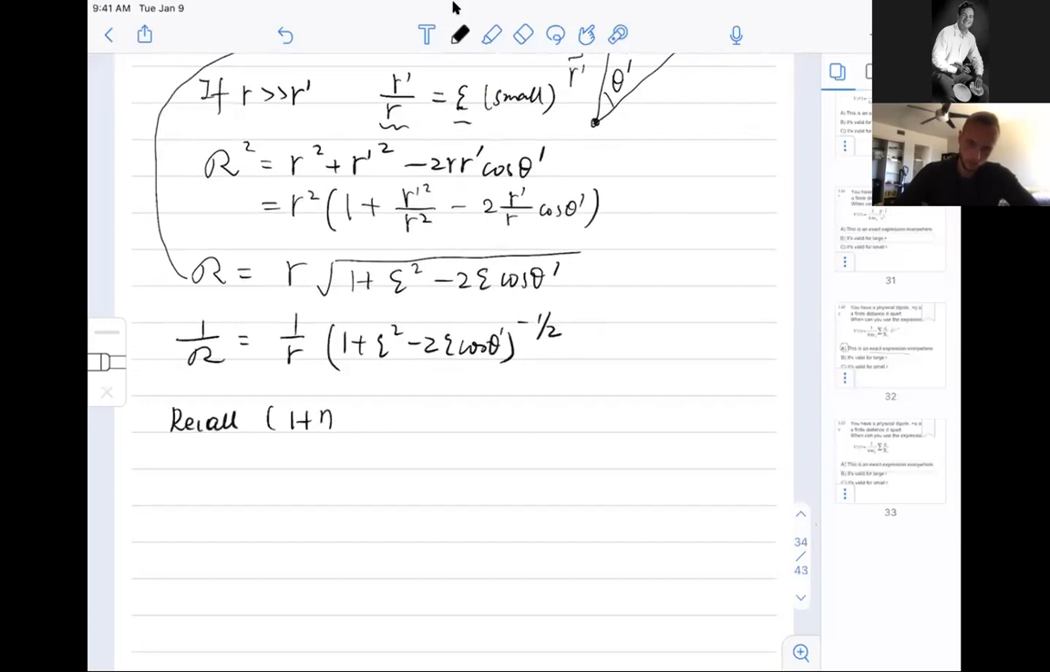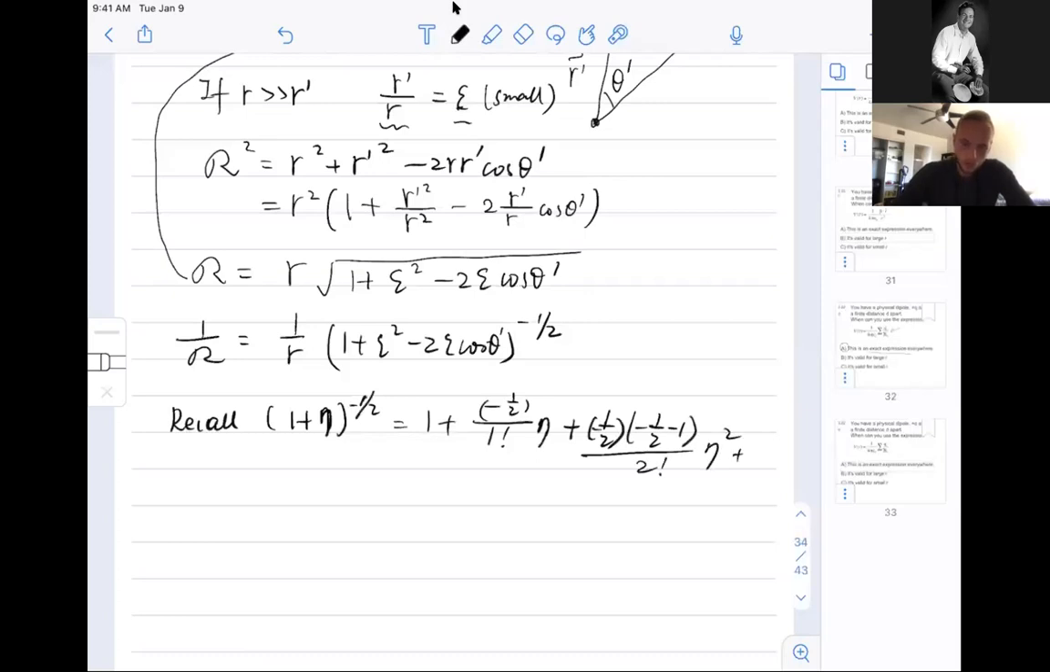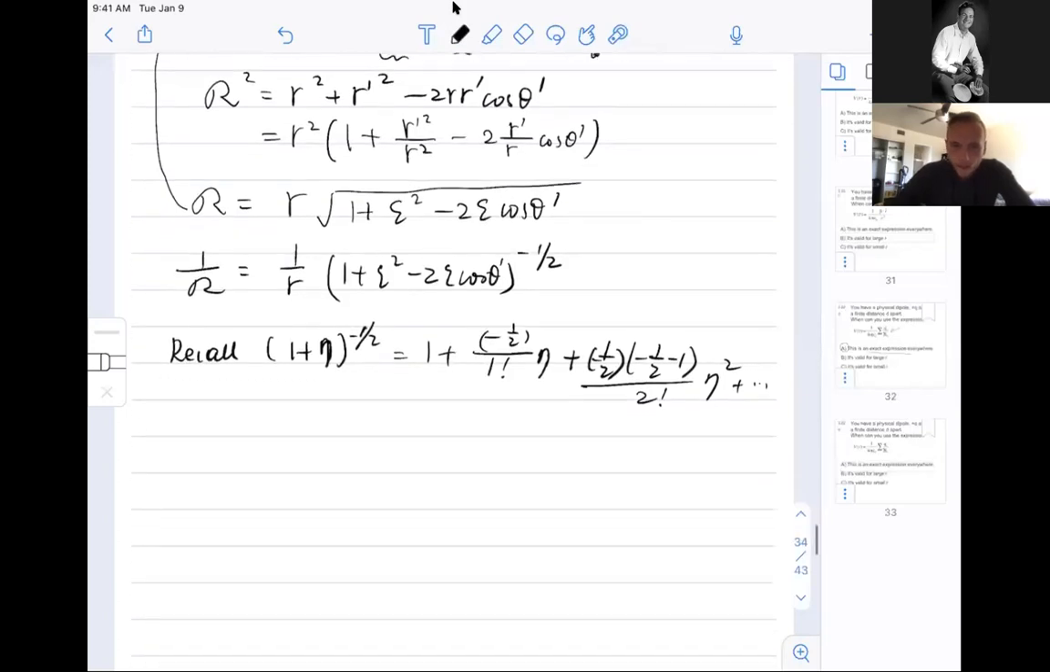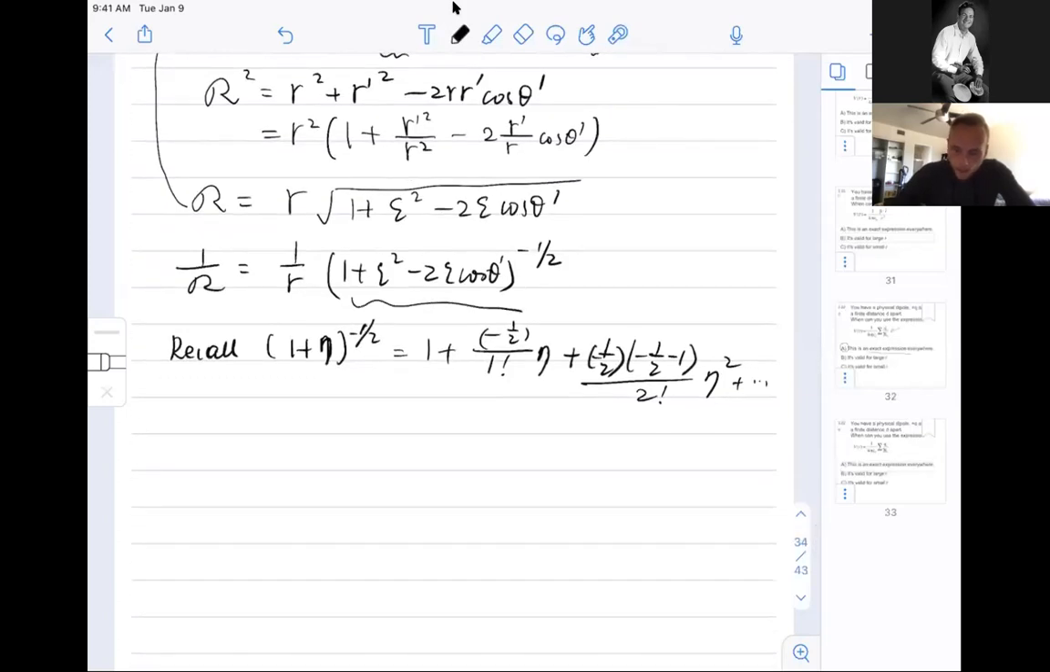Because 1 plus a small quantity, since we already used epsilon, I'm now going to use eta to represent the small quantity, to the power of negative 1/2 is 1 plus negative 1/2 over 1 factorial eta, plus negative 1/2 times negative 1/2 minus 1, divided by 2 factorial, eta squared. Now you can do the third term, but we're not going to do it, just the first 3. So recall that relationship, so we can expand this. Now in this case, this entire thing is our small quantity.